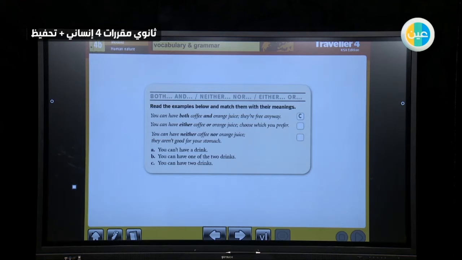Either or, choose which you prefer. So here, you can have one of the two drinks. It's B. The last sentence, you can have neither coffee nor orange juice. They are not good for your stomach. Neither nor. So it is finally A. You can't have a drink.